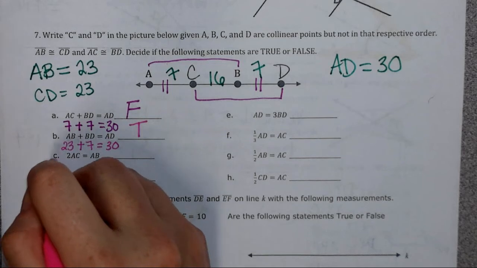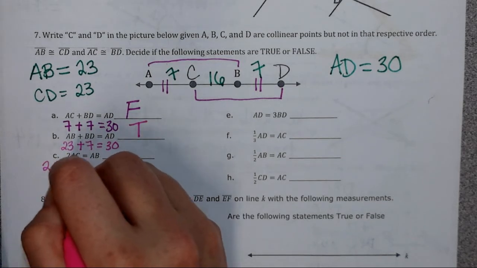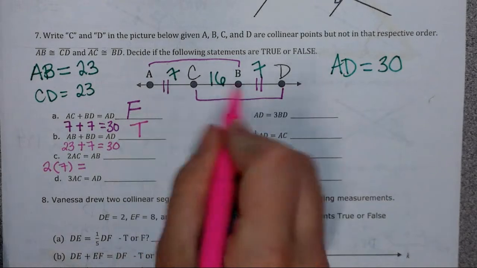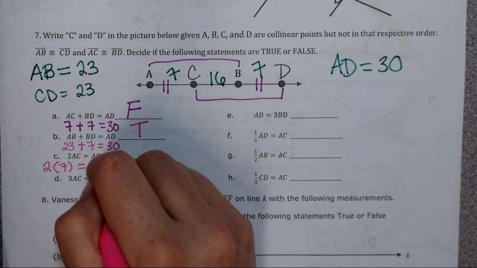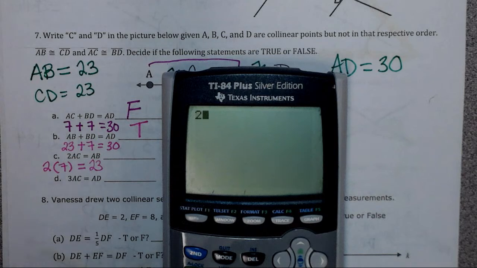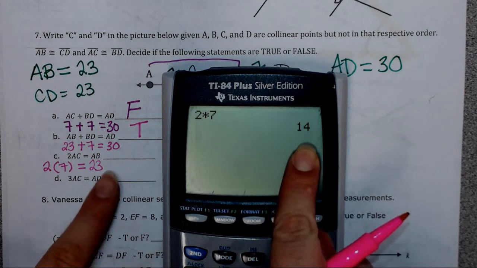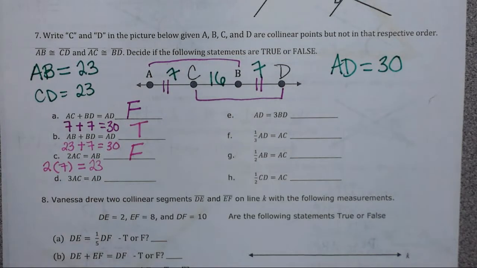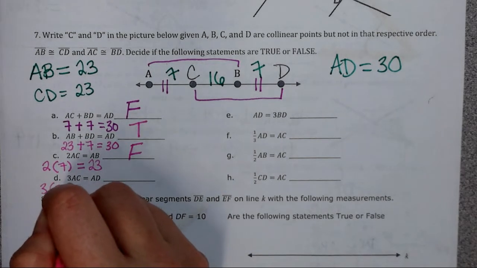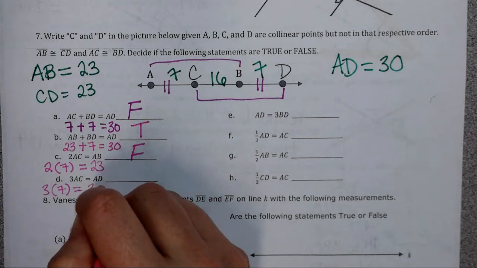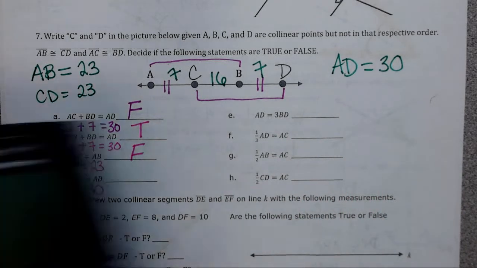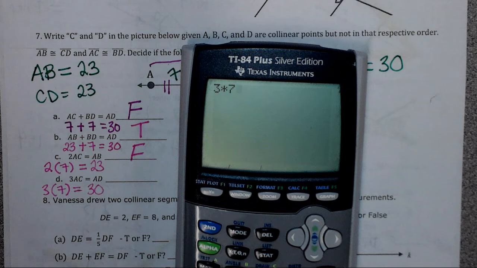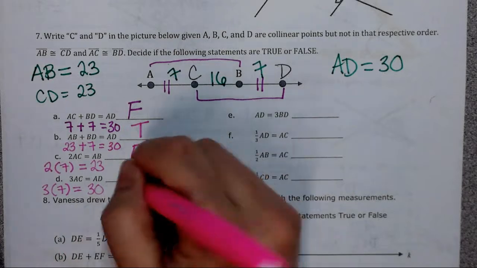Next, 2 times AC, which is 7, is equal to AB, which was 23. When we multiply 2 times 7, that is equal to 14, not 23. So that tells you that this is a false statement. 3 times AC, which is 7, is equal to AD, which we said was 30. Okay. 3 times 7 is equal to 21, not 30. This is false.